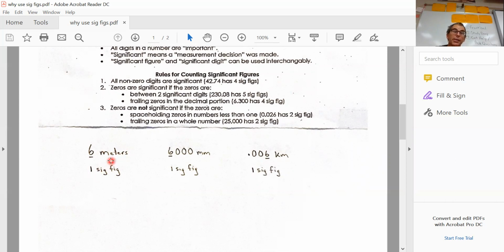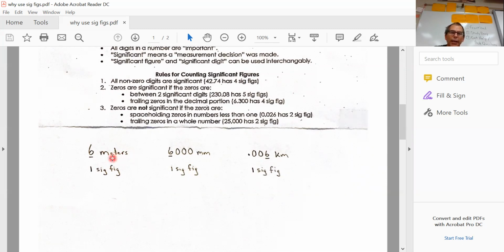Let's say I convert that to millimeters. Well, 1,000 millimeters in a meter, it would be 6,000 millimeters. Really, our range of error isn't going to change. It's going to be between 5,000 millimeters and 7,000 millimeters, and there's still 1 sig fig. It didn't get any more precise when I did that change.